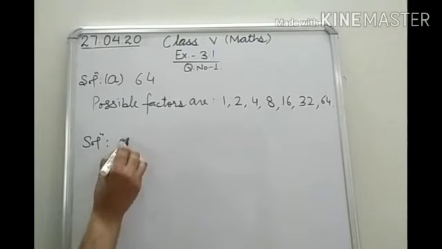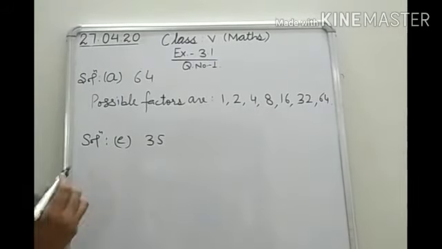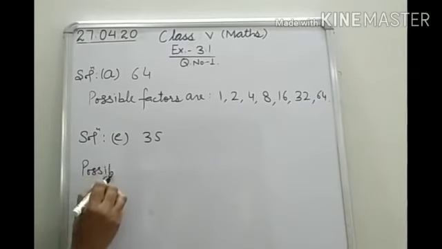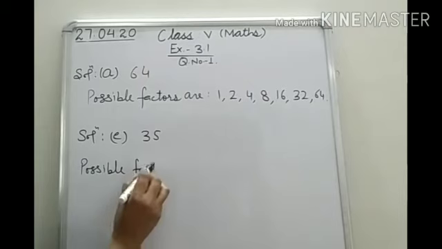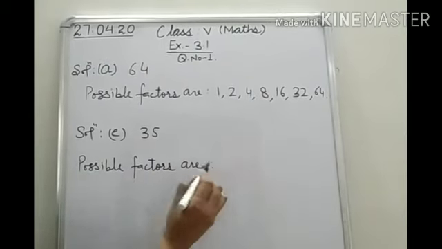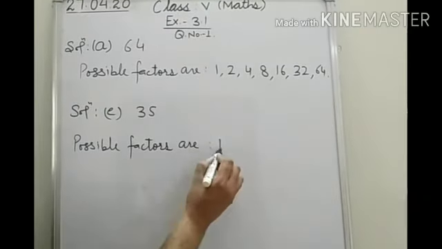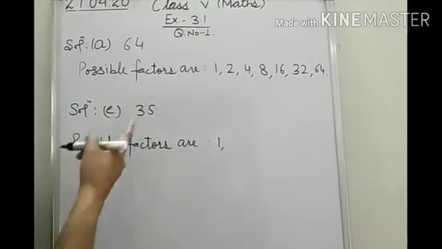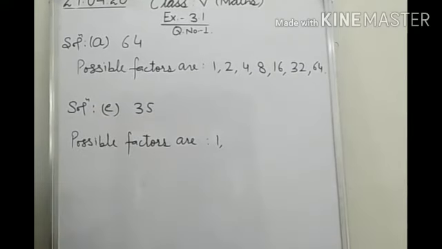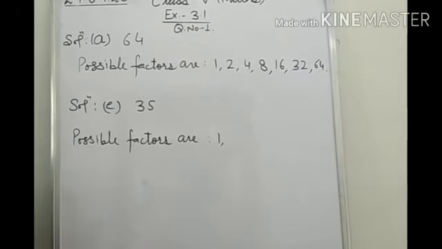Now in the same way, now you see one more part. Suppose you are taking part b, that is 35. Again you have to find all the possible factors. So what are they? You know that 1 is a factor of every number. So 1 you have to write. Now you have to check whether it is divisible by 2 or not. As the one's digit is 5, means not an even number. So 2 is not a factor here.